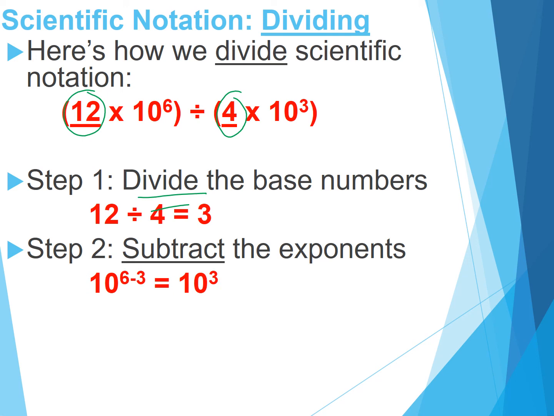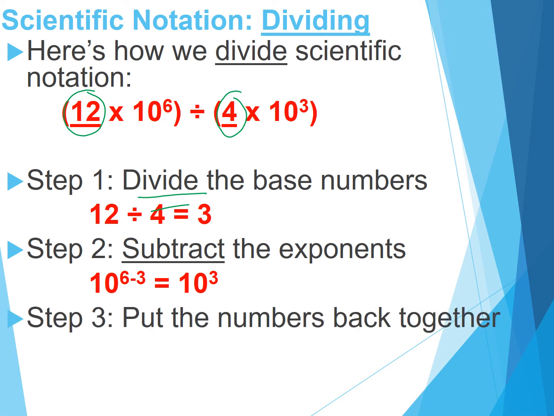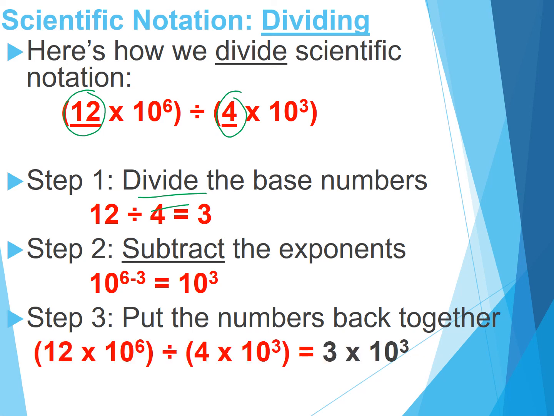So 6 minus 3 is going to be just 10 to the 3rd. So we're going to take that 6 minus the 3, the exponents, and subtract them. So then we put the numbers back together. And that equals 3 times 10 to the 3rd.